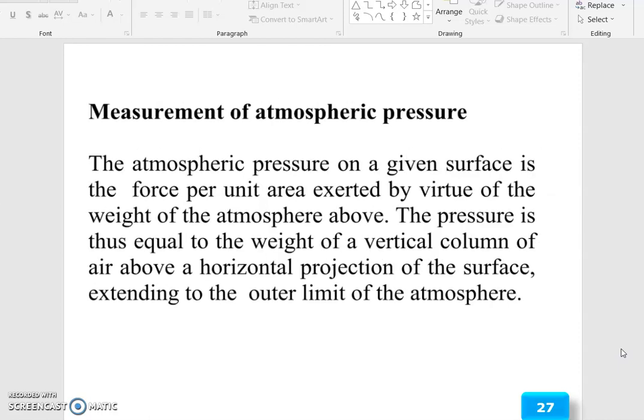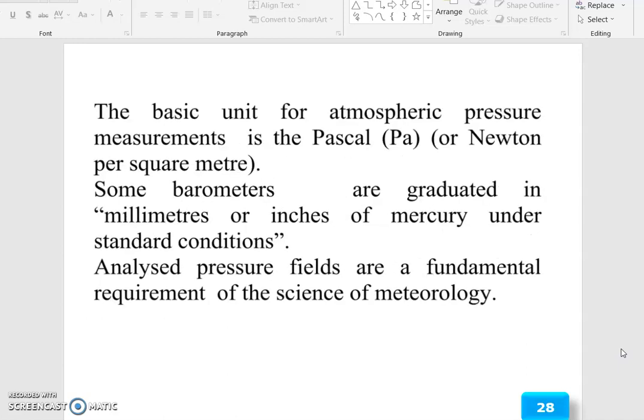Measurement of atmospheric pressure. The atmospheric pressure on a given surface is the force per unit area exerted by virtue of the weight of the atmosphere above. The pressure is thus equal to the weight of a vertical column of air above a horizontal projection of the surface extending to the outer limit of the atmosphere. The basic unit for atmospheric pressure is the Pascal, like a Newton per square meter. Some barometers are graduated in millimeters or inches of mercury under standard conditions.